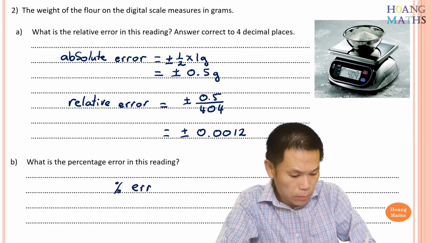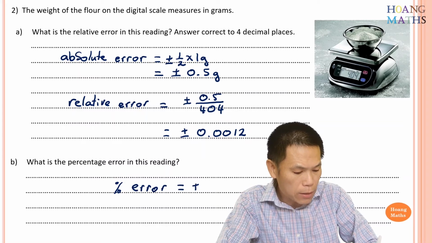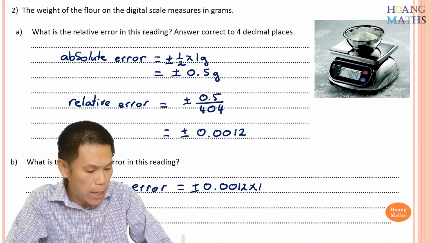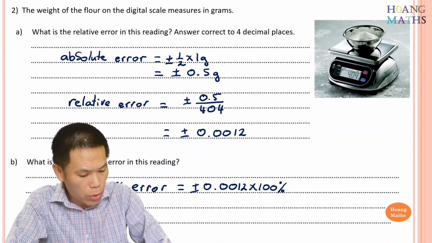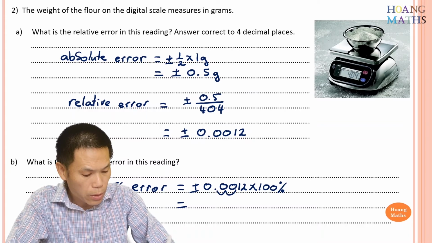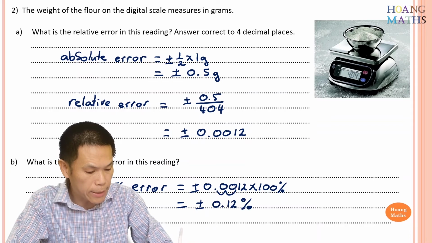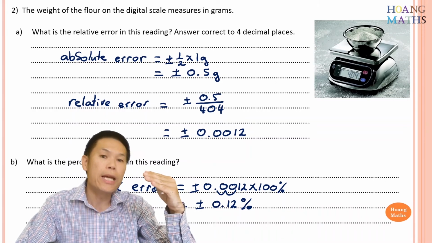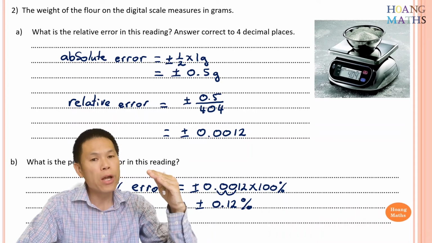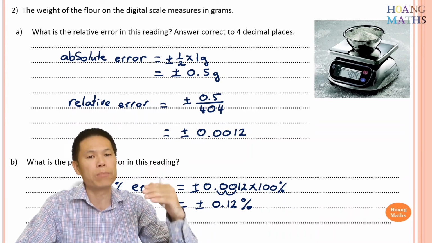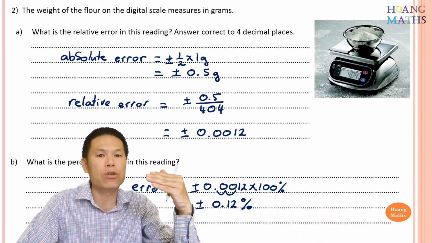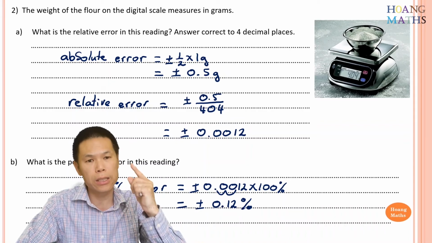So the percentage error is equal to plus or minus 0.0012 times by 100%. That will give me, just move 1, 2, plus or minus 0.12%. The plus or minus sign shows that it is 0.12% above the measurement, or it could go 0.12% below the measurement. That's all it is. When you work out the percentage, if you don't write plus or minus, it is still correct. Just keep that in mind for me.